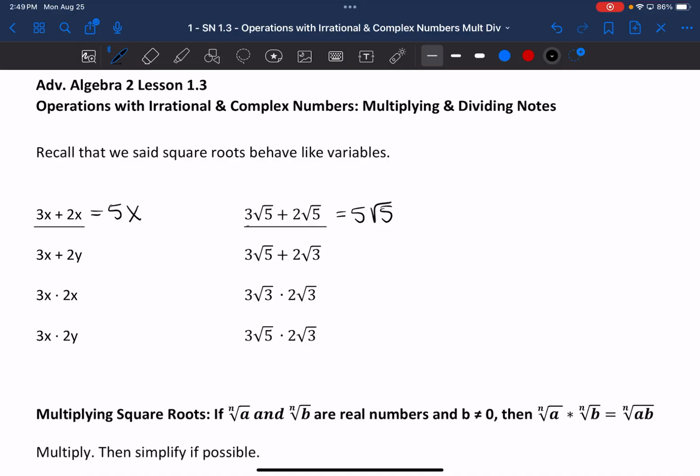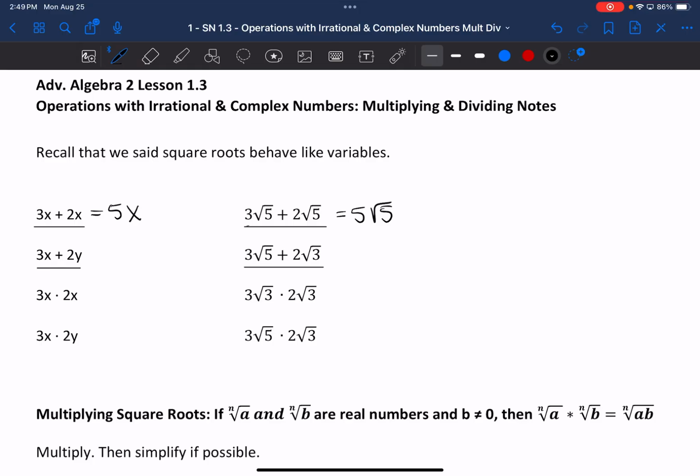What about if we had something like 3x plus 2y? Are we allowed to add that together? No. So was I allowed to add 3 root 5 plus 2 root 3? No, because they don't match. So when adding and subtracting, they have to match if we're going to add them.